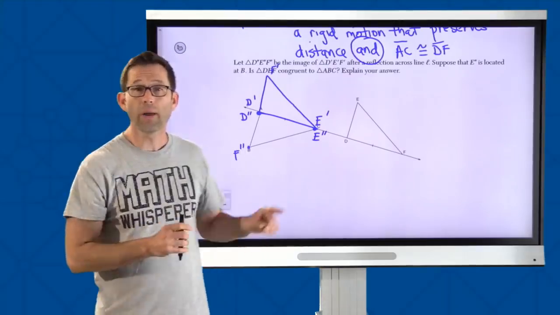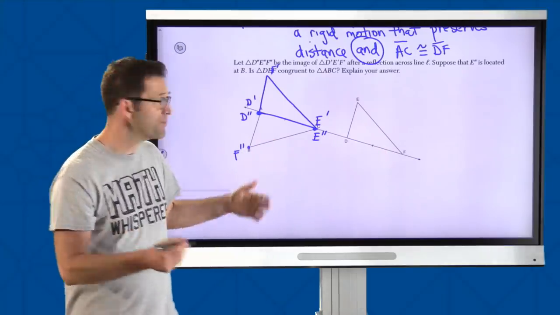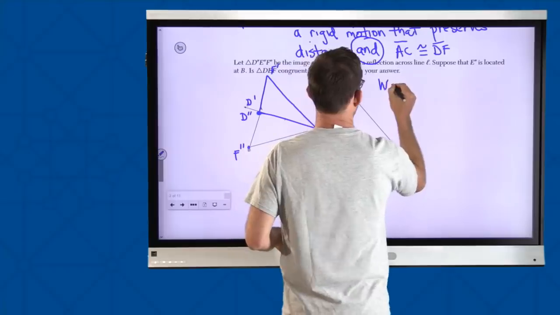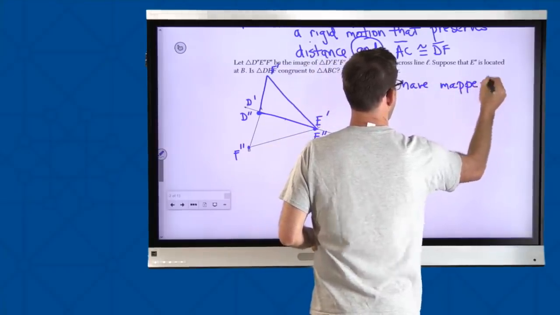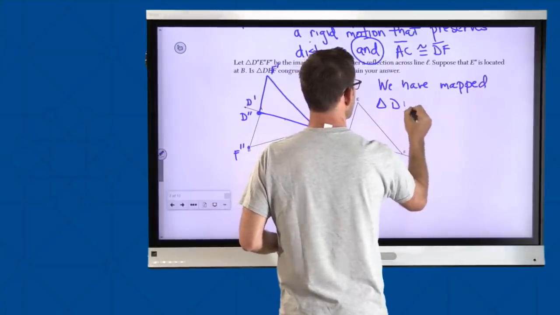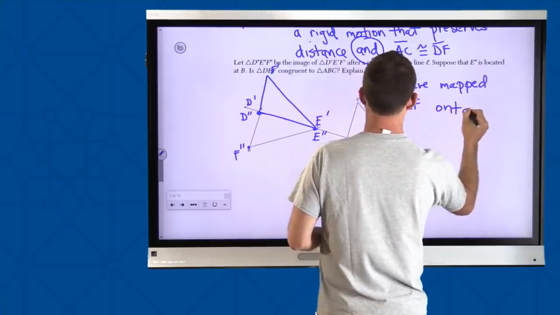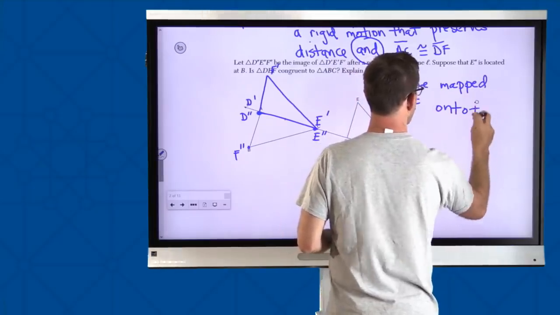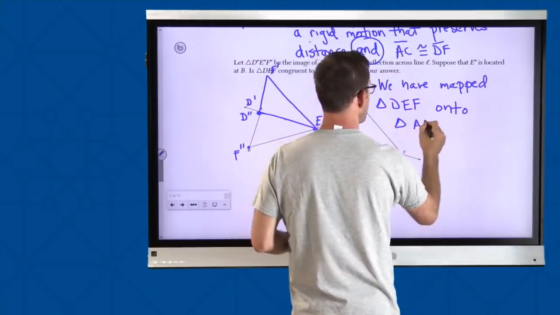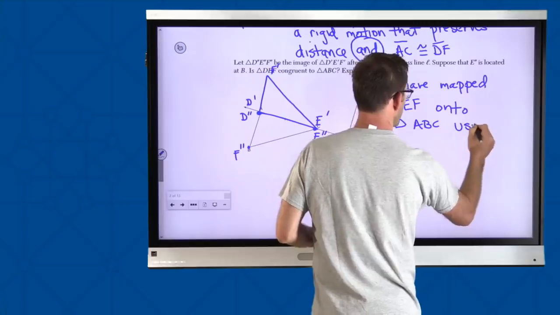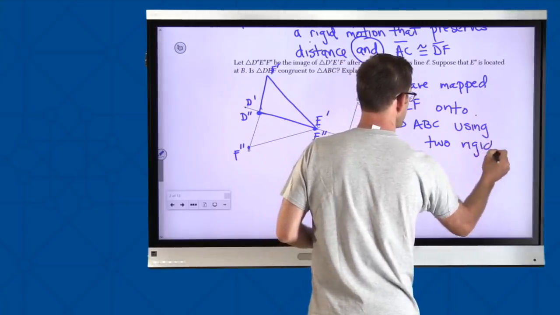Now, why would this triangle have to be congruent to this triangle? Well, we have mapped triangle DEF onto triangle ABC using two rigid motions.